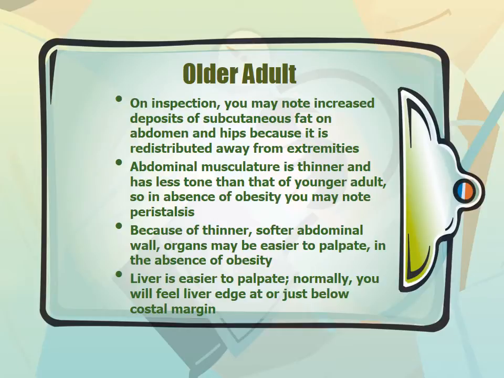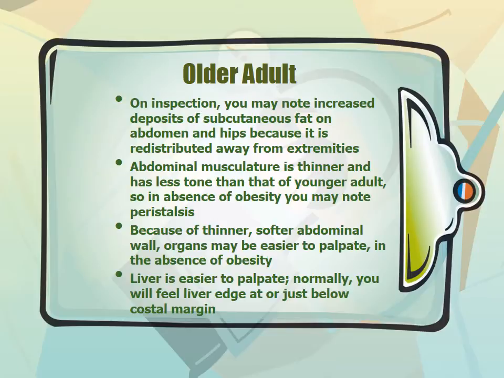Their musculature is actually going to be thinner, and it's going to have less tone. Because now, instead of them being underdeveloped, they're actually not developed because of non-use. So they're going to start to atrophy. Because of that thinner, softer abdominal wall, again, in an older adult, just like in a child, a lot of times their organs are going to be easier to palpate. And that's in the event that they are not obese, because if they are obese, they will still be very difficult to palpate.